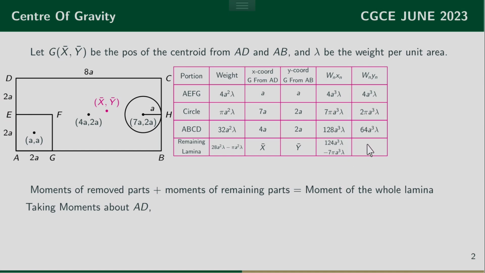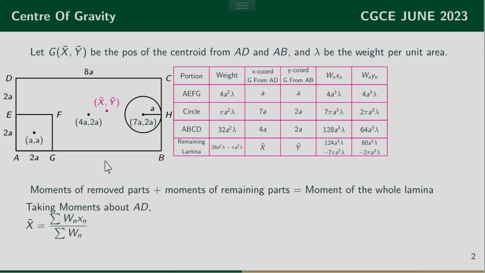Doing the same thing here, that is subtracting the moment of the square and the moment of the circle from the moment of the whole lamina, I get 60a cubed lambda minus 2 pi a cubed lambda. You can do the subtraction and verify.